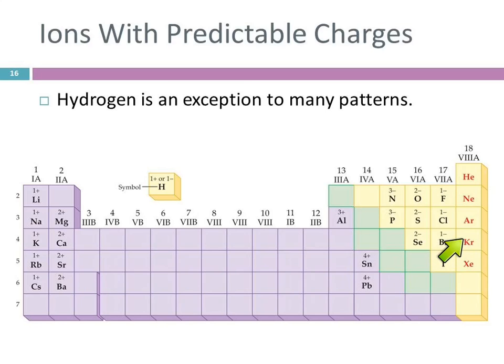Selenium, you start over here, -1, -2. Iodine, 0, -1. So we can predict the charges of these anions, these nonmetal ions, just by where they are in the periodic table. And for these particular groups, 1A, 2A, and 3A, we can predict the cations, the metal ions, just by their position in the periodic table.